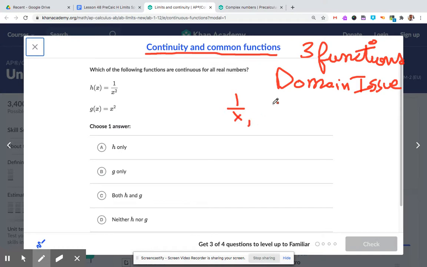Okay, what can x not be? For this one, x cannot be 0. All right, so whatever the bottom is, we would say the bottom cannot be equal to 0.